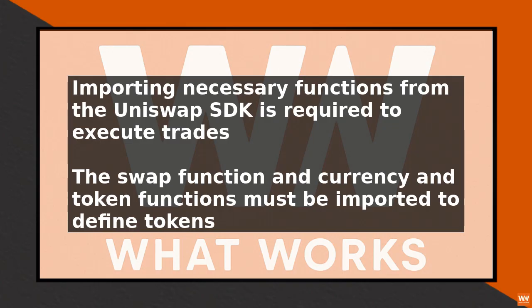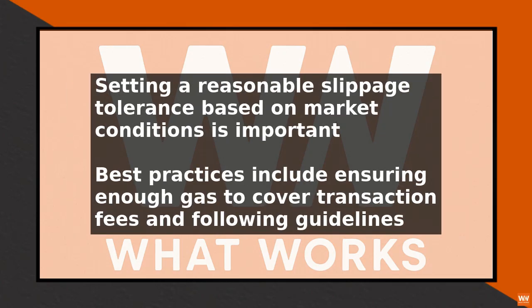The SDK will then execute the trade and cancel it if the price moves more than 1% away from the expected price. Best practices for using the Uniswap SDK for slippage tolerance include setting a reasonable slippage tolerance based on market conditions and the volatility of the tokens you are trading. You should also ensure you have enough gas to cover the transaction fees.